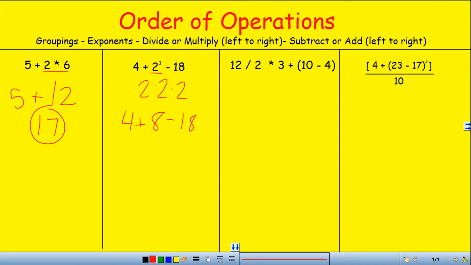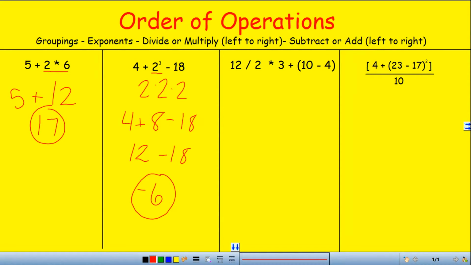Now remember, order of operations goes from left to right. Since I only have subtraction and addition here, I'm going to go from left to right, whichever one comes first. So that's 4 plus 8, which equals 12, minus 18, which equals negative 6.